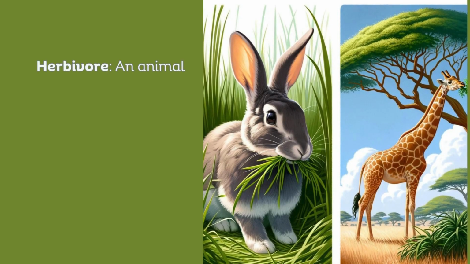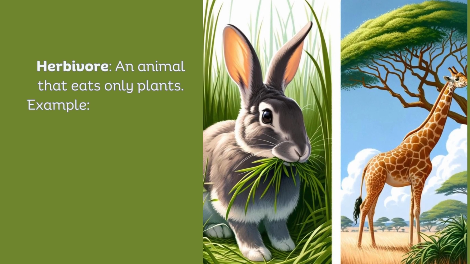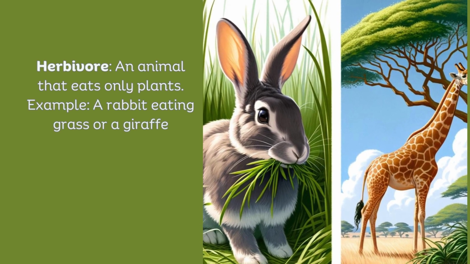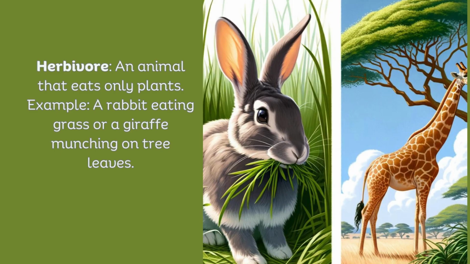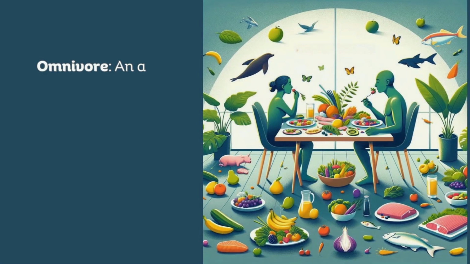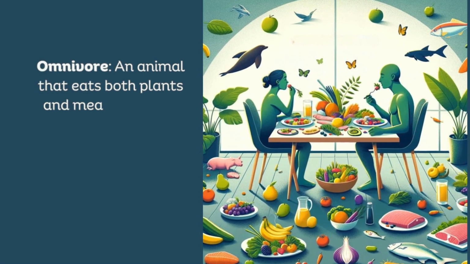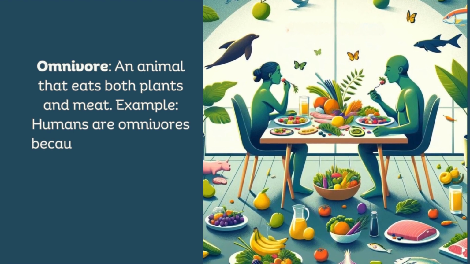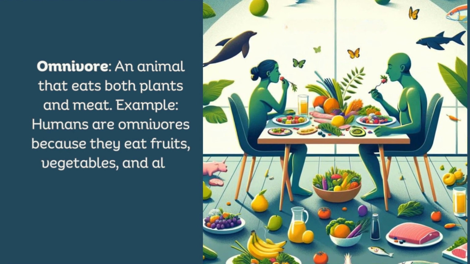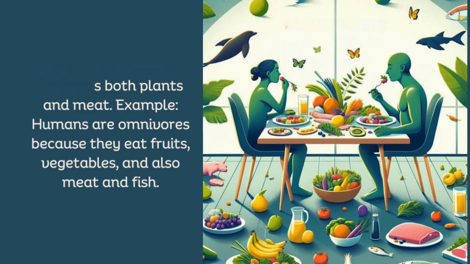Herbivore. An animal that eats only plants. Example: a rabbit eating grass or a giraffe munching on tree leaves. Omnivore. An animal that eats both plants and meat. Example: humans are omnivores because they eat fruits, vegetables, and also meat and fish.